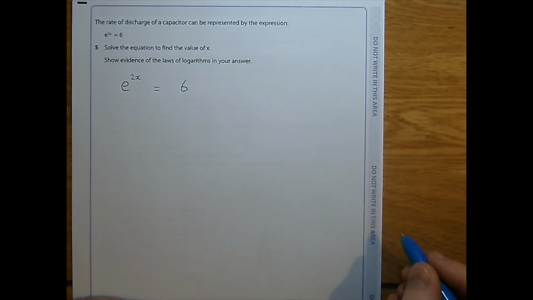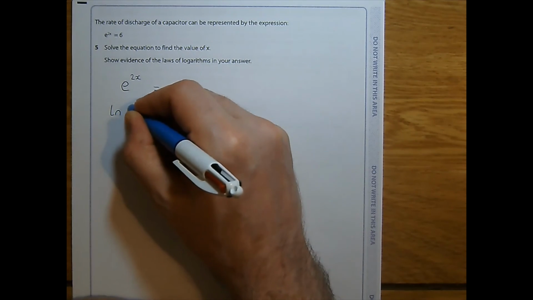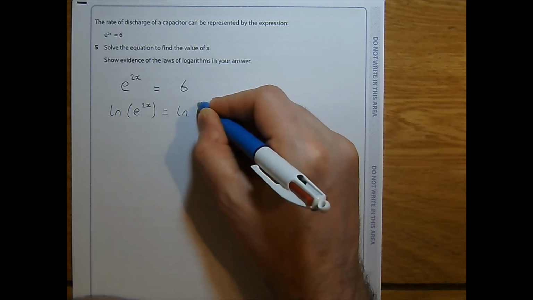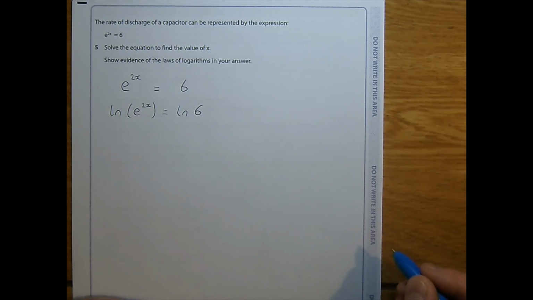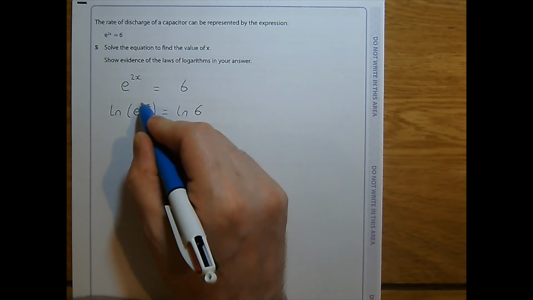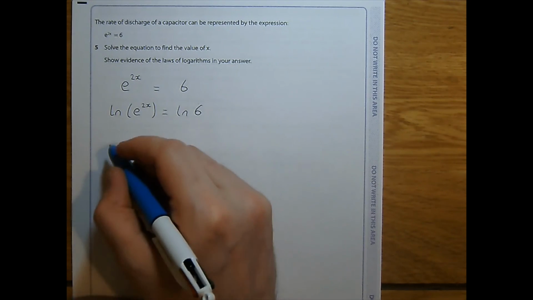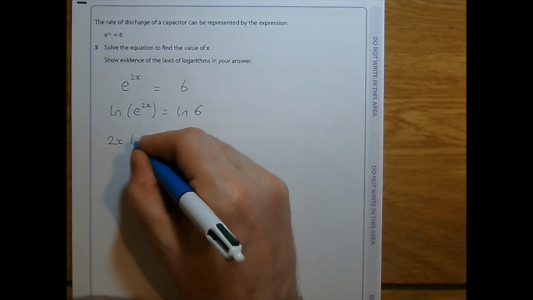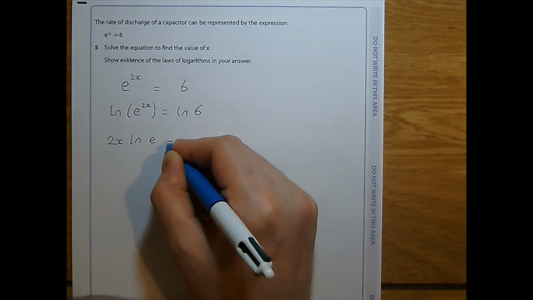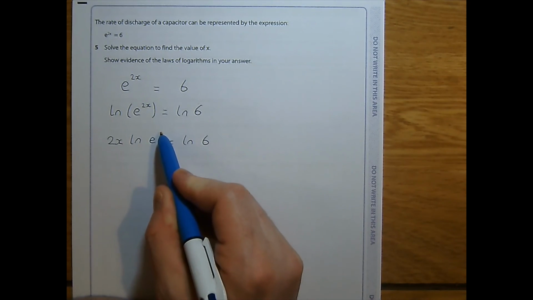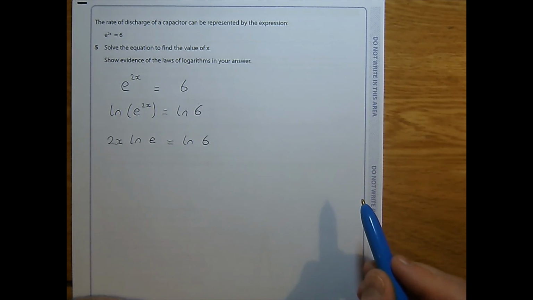That's our starting point. The first thing that I'm going to do is take natural log of both sides. That will be ln e to the power of 2x is equal to ln of 6. Now, the first thing I'm going to do after taking logs is apply one of the log laws, which is if we've got a power up here, we can take it out front as a coefficient. So I'm going to do that now. And that is satisfying their requirement for the evidence of log laws being shown. So the e no longer has the power of 2x. I've brought that out in front as a coefficient.